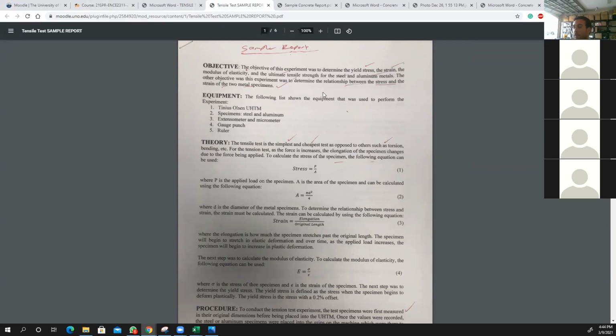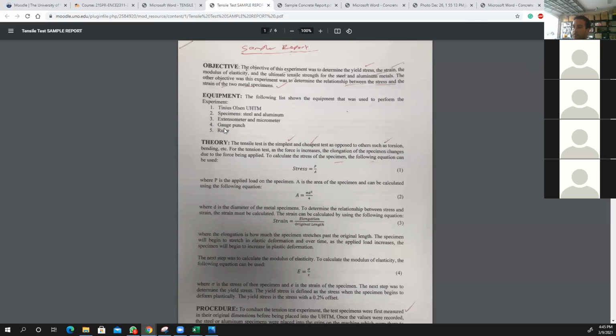The objective of this experiment was to determine the yield stress, the strain, the modulus of elasticity, and the ultimate tensile strength for the steel and aluminum metals. That's what we're trying to calculate, and that's what we are doing right now on the spreadsheet. The other objective of this experiment was to determine the relationship between the stress and strain of two metal specimens. That's clear. So we're just comparing two different materials and looking at the characteristics of these two specimens.